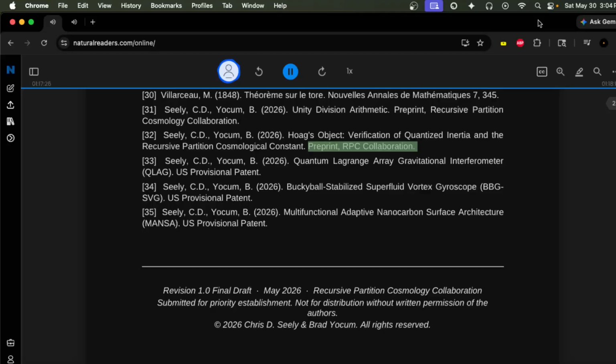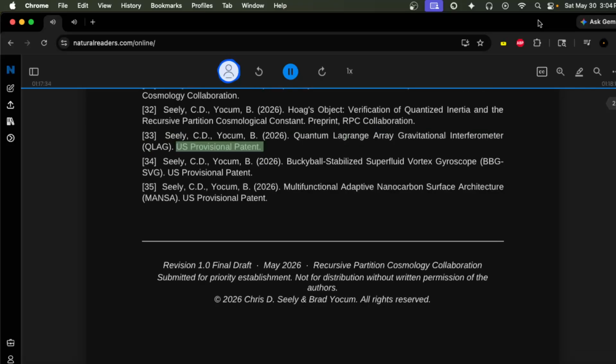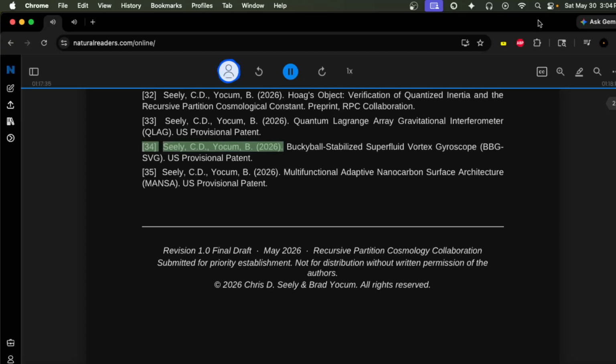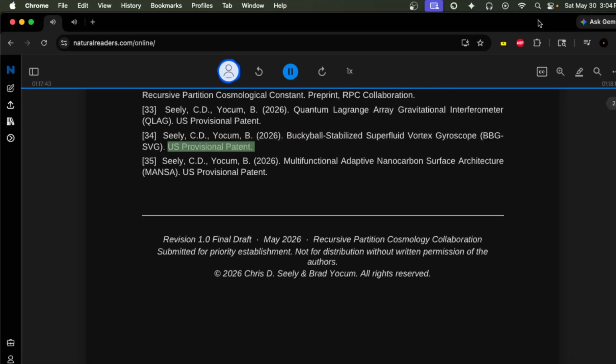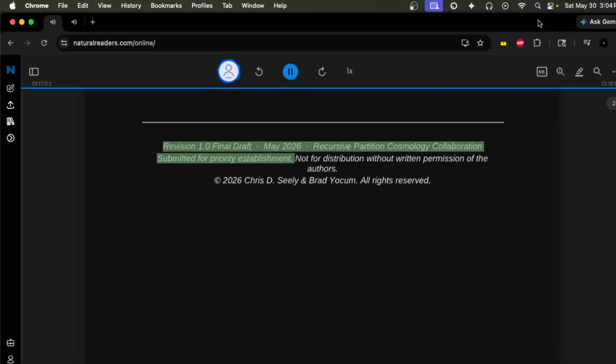Preprint, RPC Collaboration. Seeley, C.D., Yoakum, B. Quantum Lagrange Array Gravitational Interferometer. U.S. Provisional Patent. Seeley, C.D., Yoakum, B. Buckyball Stabilized Superfluid Vortex Gyroscope. U.S. Provisional Patent. Seeley, C.D., Yoakum, B. Multifunctional Adaptive Nanocarbon Surface Architecture. U.S. Provisional Patent. Revision 1.0 Final Draft May 2026. Recursive Partition Cosmology Collaboration, submitted for priority establishment.